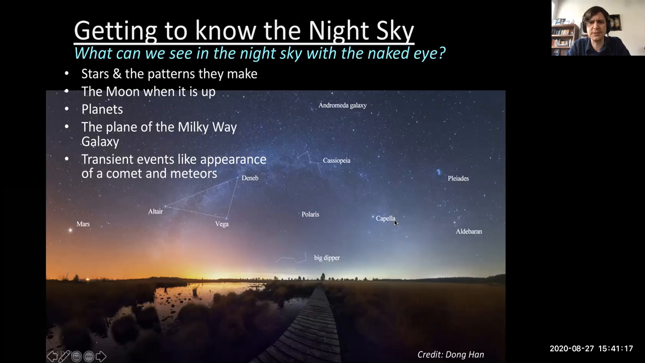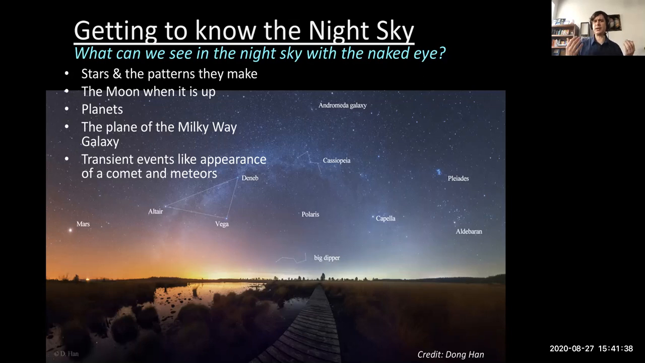What are some of the other things that we can see? We can see star clusters like the Pleiades. We can see planets like Mars. And then we can see things like constellations, Cassiopeia. We can see asterisms, the Big Dipper and the Summer Triangle. So there's a whole variety of things that we can see up in the night sky.